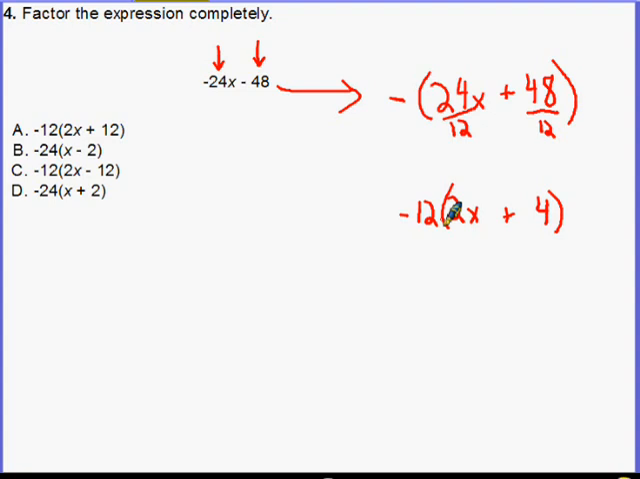But now I see something else that they have in common. Look, I could divide both of these by 2. So that means I can factor out a 2 also. Alright? So, what I'm going to do is this 2 that I'm factoring out of them, I'm going to multiply it times that 12 on the outside. So that's going to be a negative 24 on the outside. X plus 2.